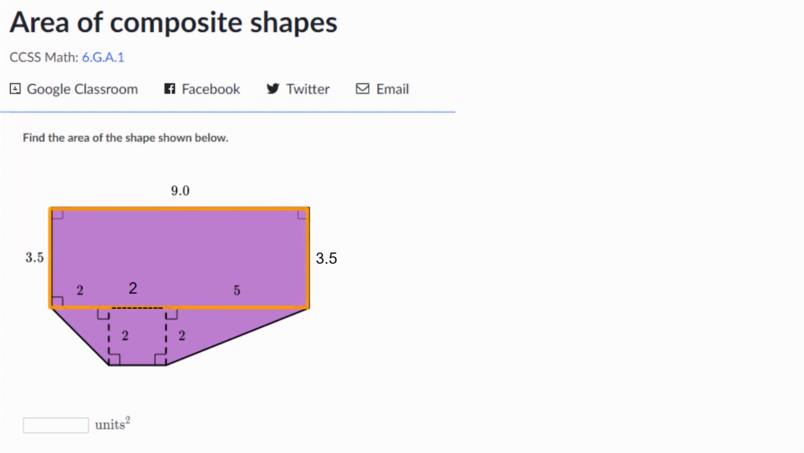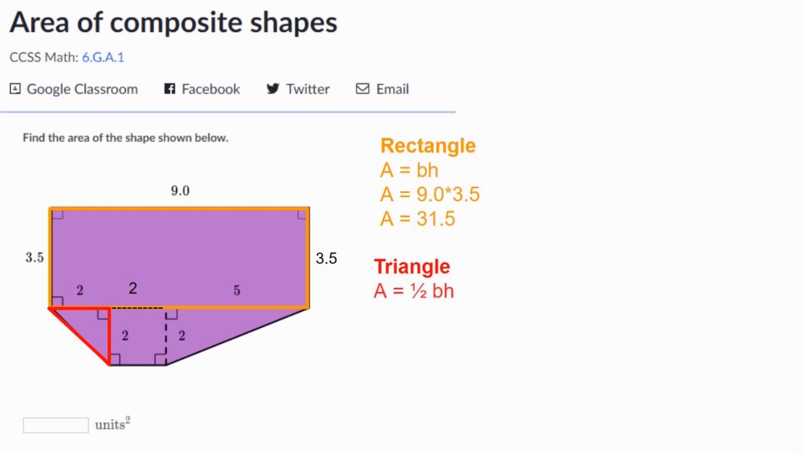So the area of a rectangle is base times height. My base is 9, my height is 3.5 because they form 90-degree angles with each other. So the area of this orange rectangle is 31.5. This red triangle has a base and a height of 2. The formula for area of a triangle is 1/2 base times height. So 1/2 times 2 times 2, which is just 2.